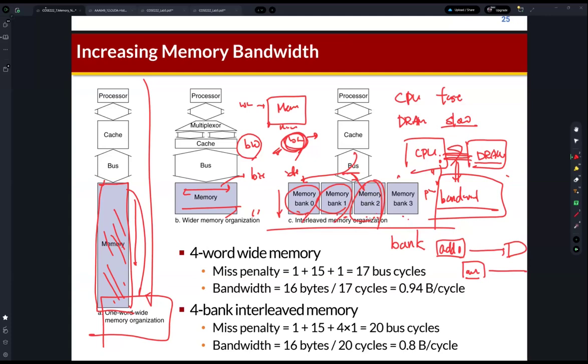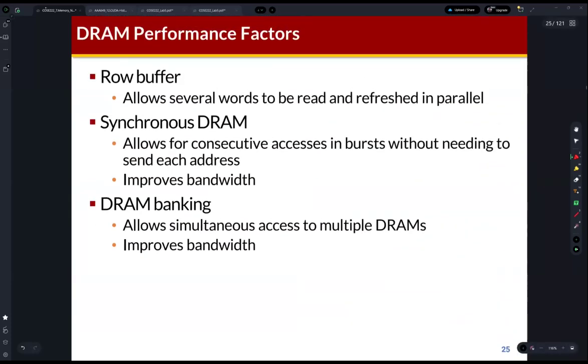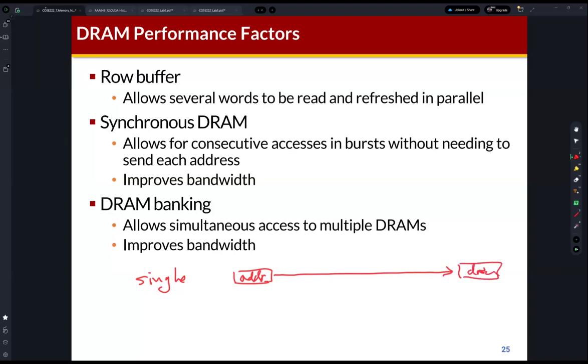Okay, so actually if there is only one bank, one memory partition, then the latency looks like this. So there is a single partition. Then the address is given. Oh, DRAM is so slow. After some time, you can get data. Okay, this is the latency of DRAM.